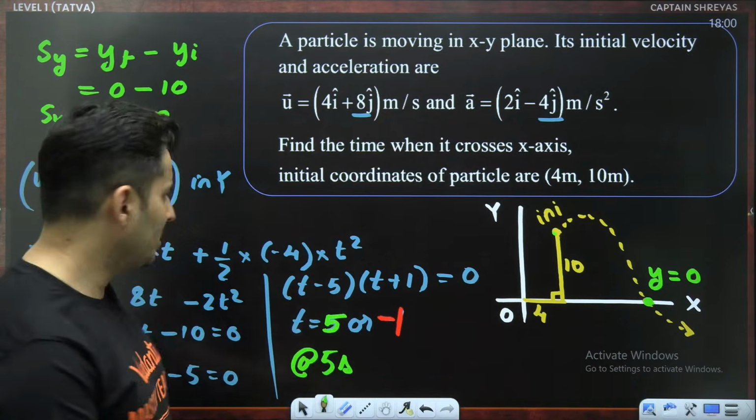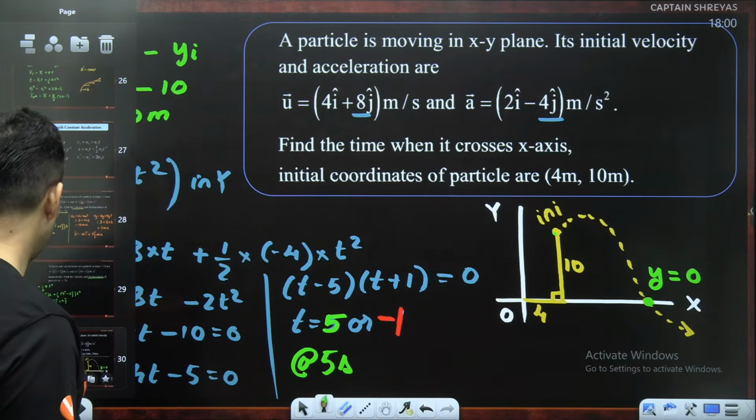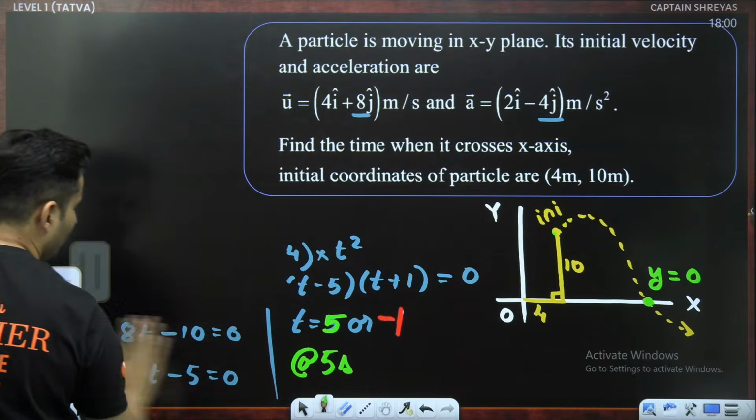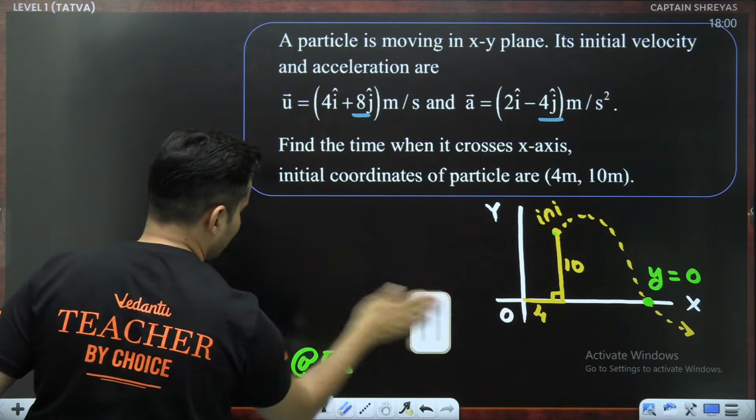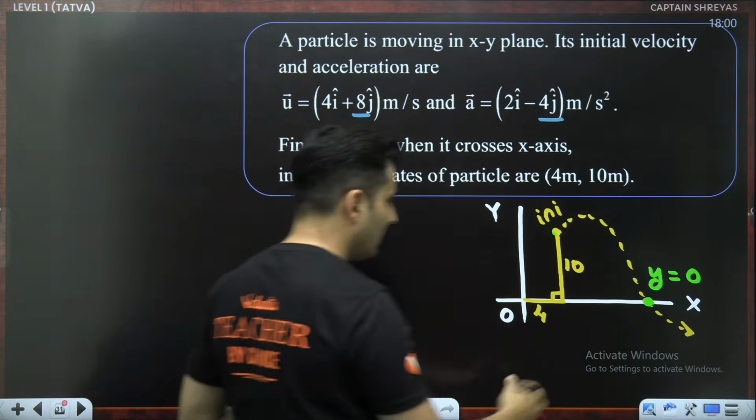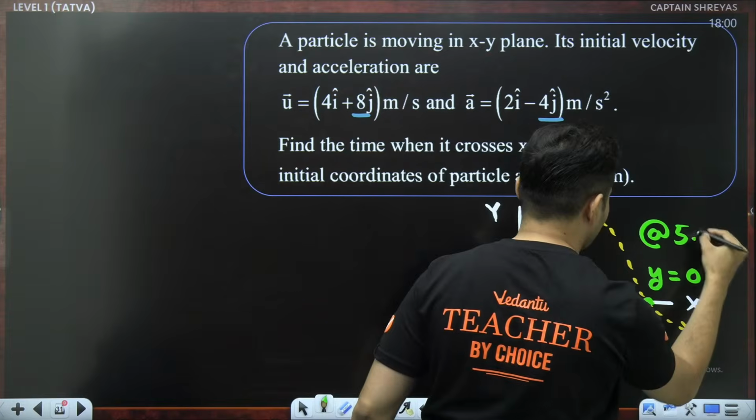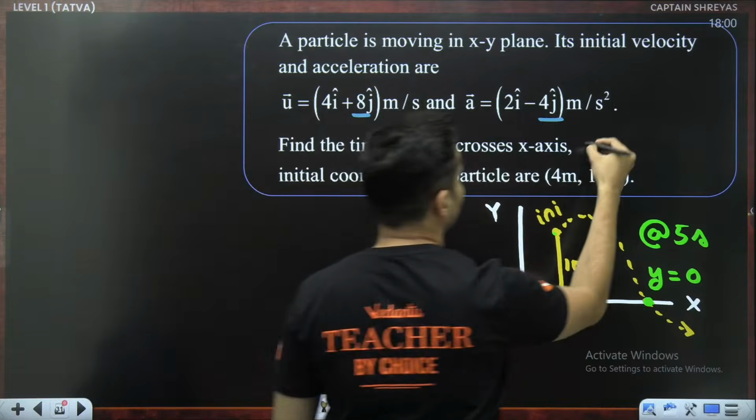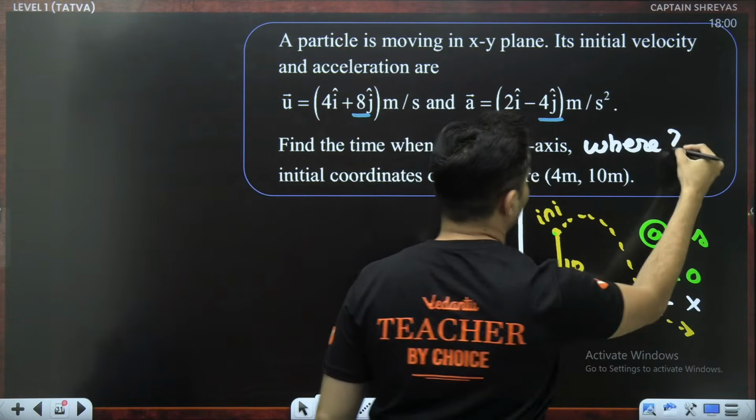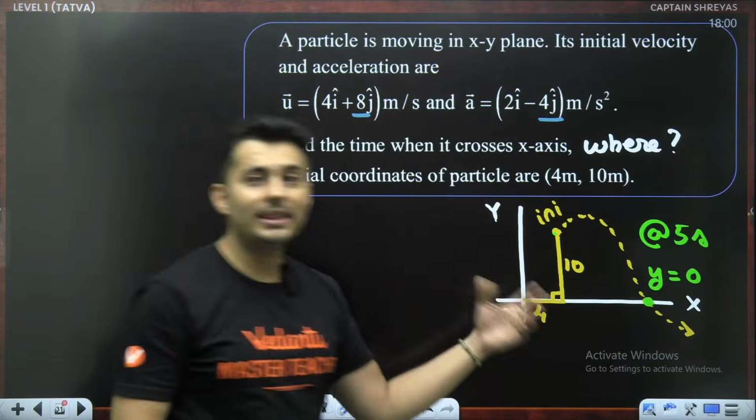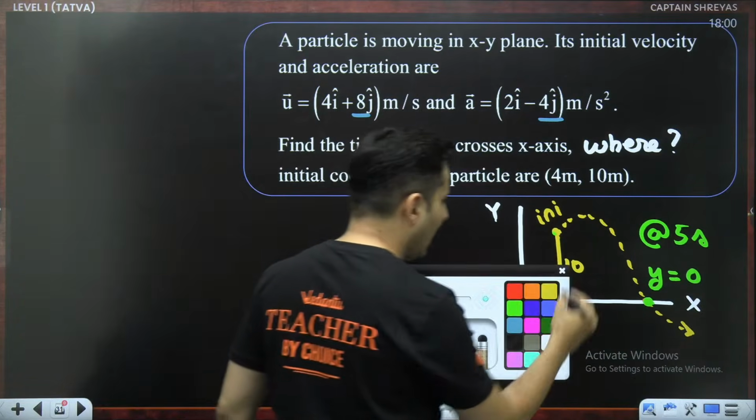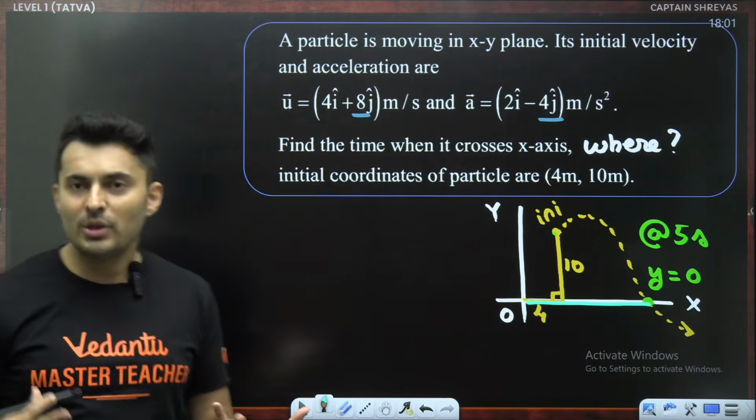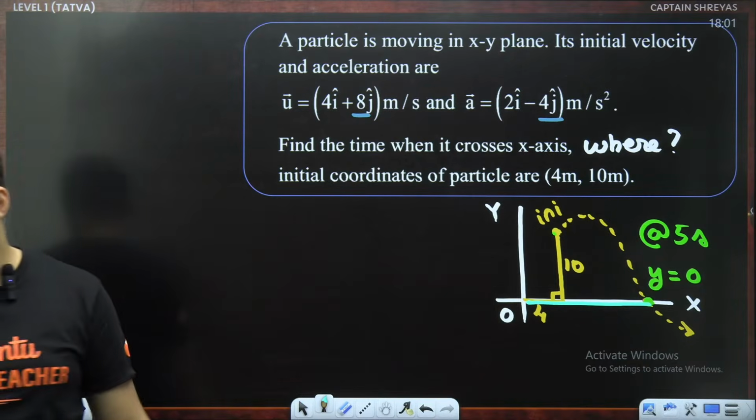If there was another question in this that said, where does it cross? We just now got the answer: it is crossing at 5 seconds. If there was one more question, find the time when it crosses and where does it cross. Where means on the x-axis. So I am interested in that x coordinate. What will you do in such a case? Think about it.